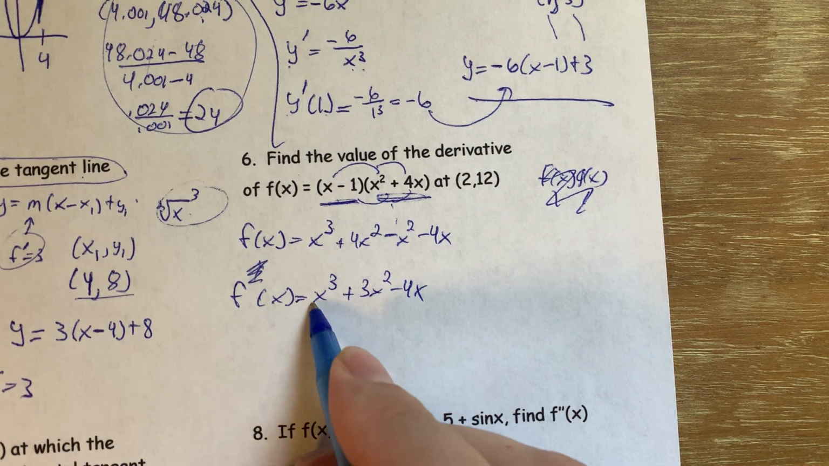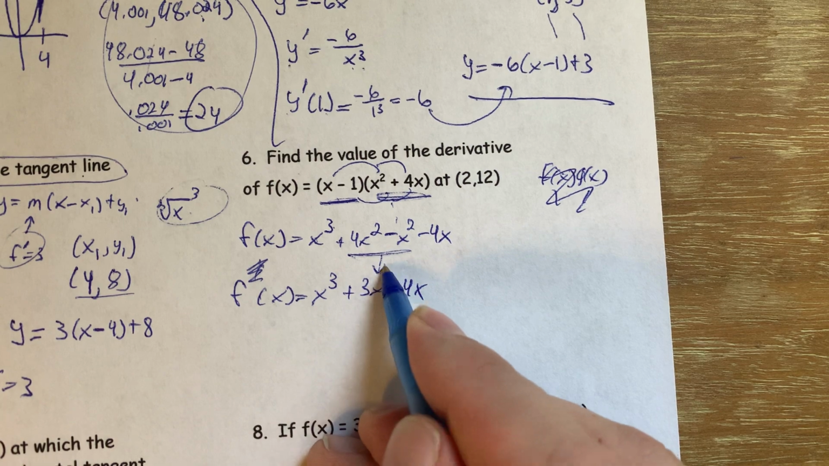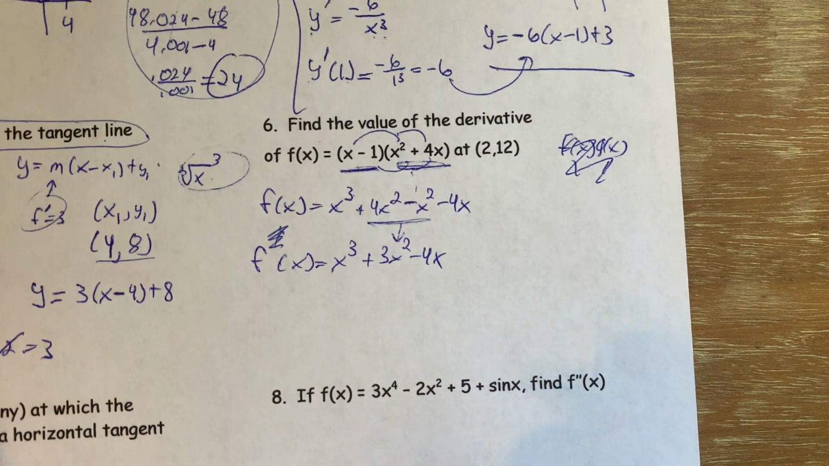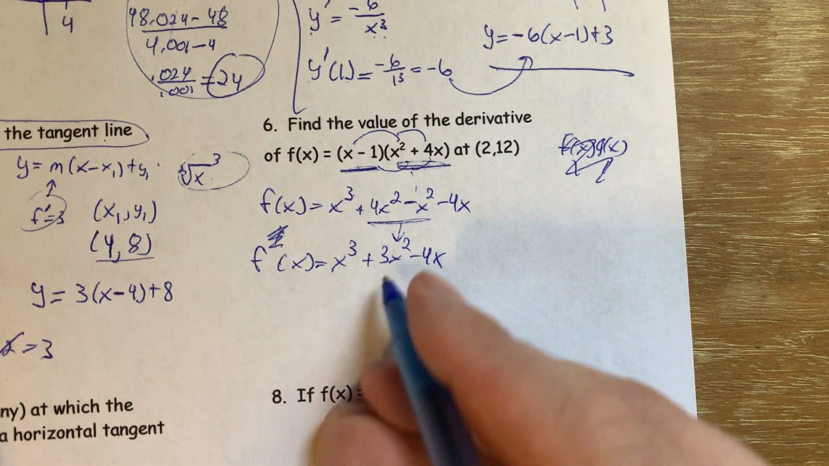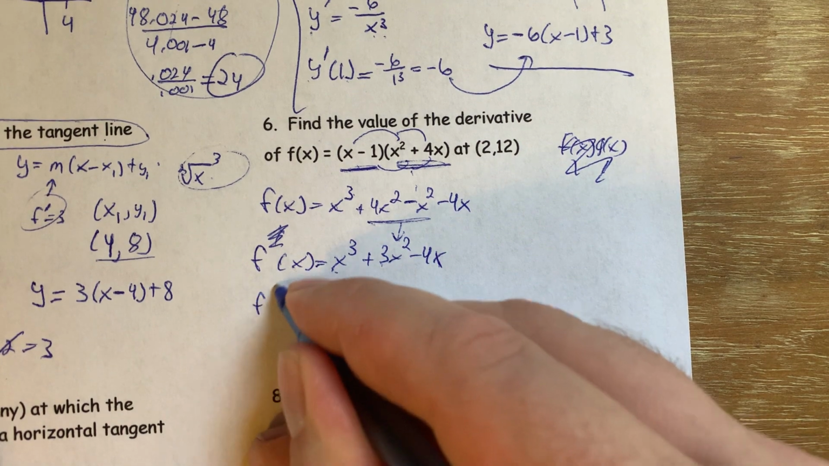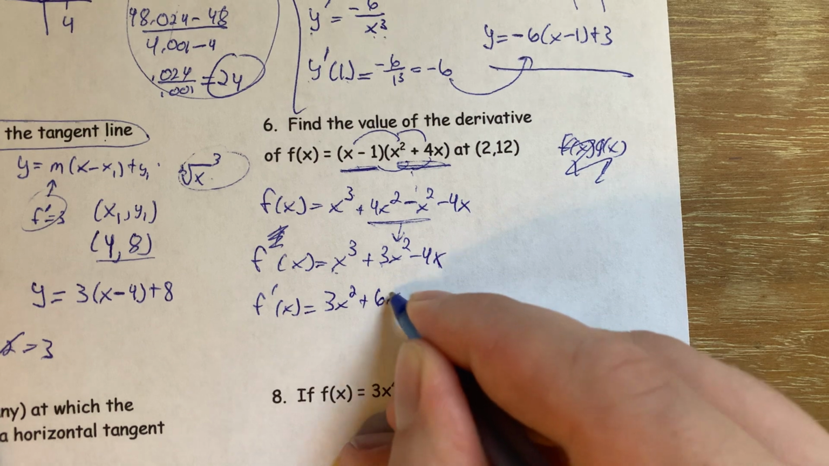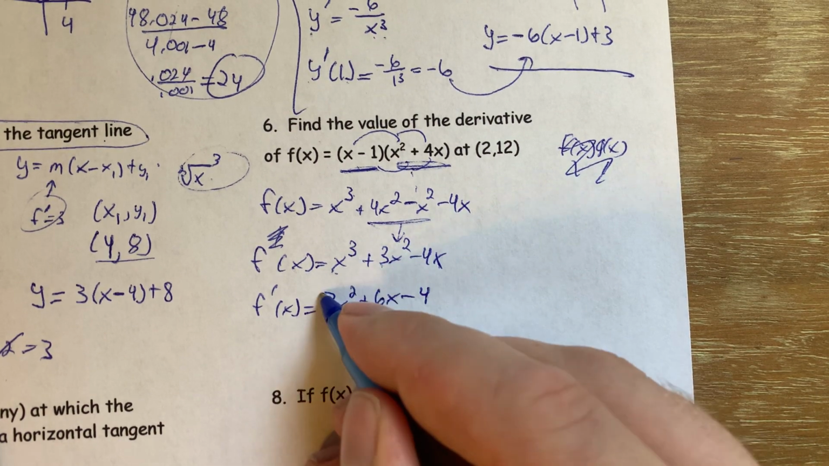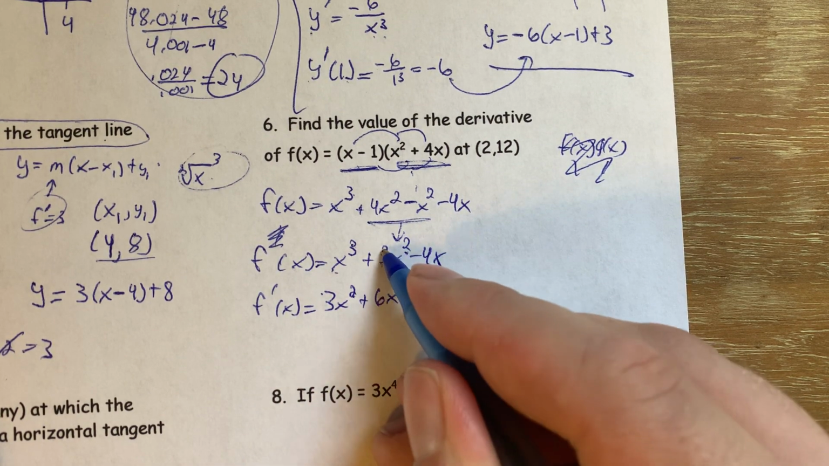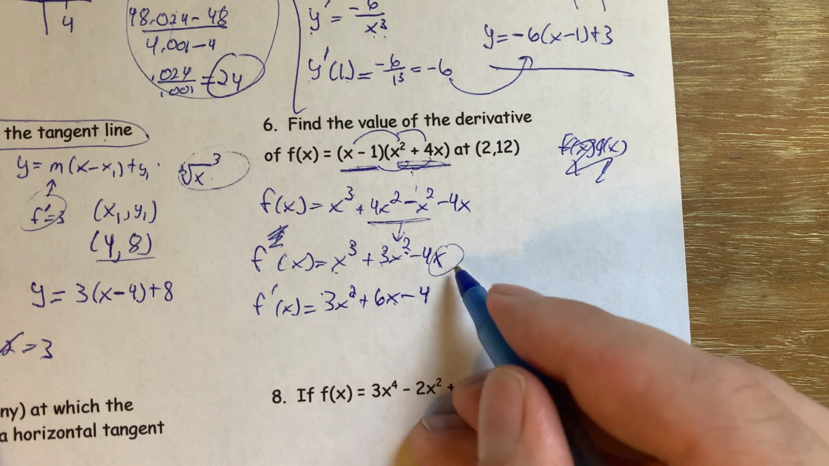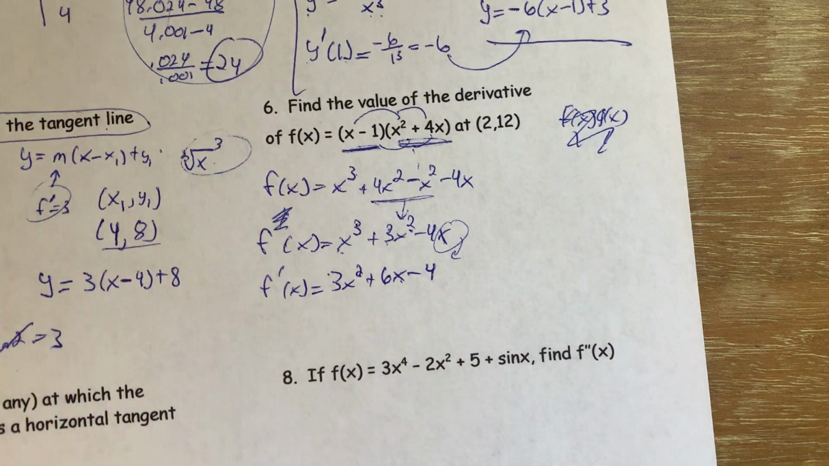Notice I could have taken the derivative of this one already as I combine these two, but I'm going to do the derivative of all of it at once. And so I want to make sure it's all written in a way I can take the derivative of. So f prime of x equals 3x squared plus 6x minus 4. We multiply by the power, lower the power by 1. Multiply by the power, lower the power by 1. Remember that the derivative of x is just 1.